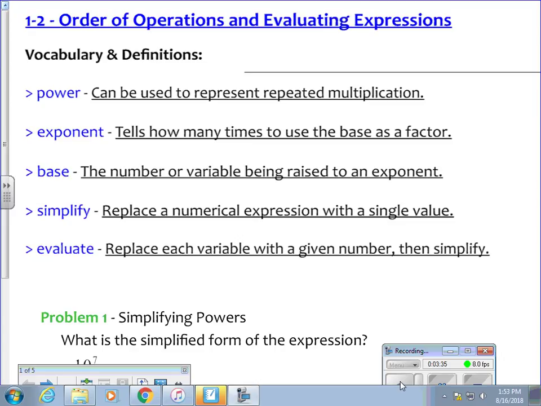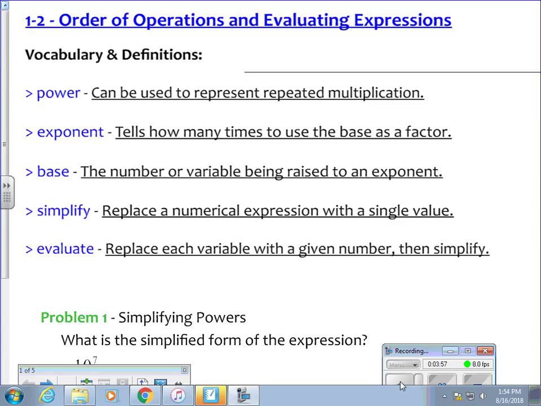Addition and subtraction are inverse functions, but they are essentially the same thing. They're the same operation. They're in that same family. We do them at the same time, left to right. Multiplication and division, same idea. They're in the same family. They're technically inverse functions, but they're in the same family, so you do them together. You don't do one and then the other.